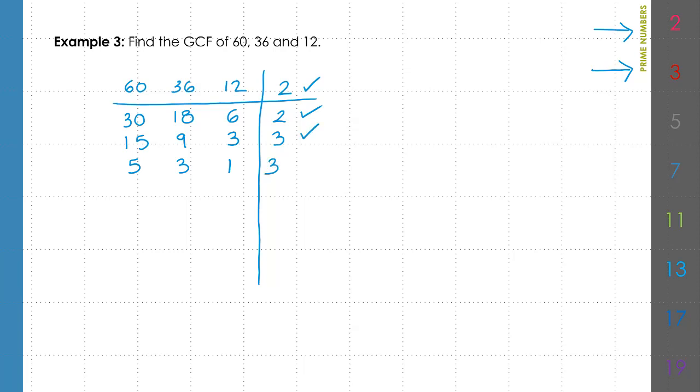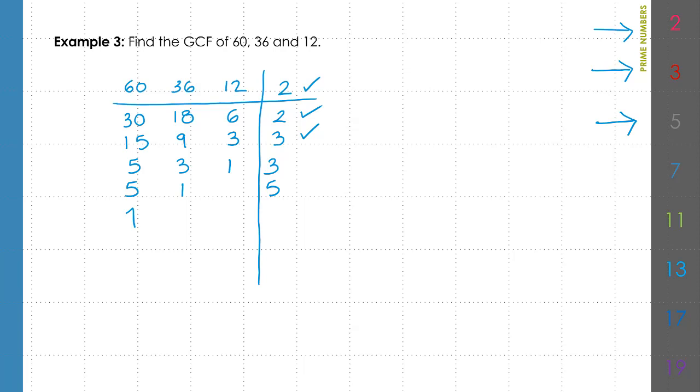Again, we try with 3. 5 is not divisible over 3, so we keep number 5. But 3 over 3 gives us 1. Now 5 is no longer divisible over 3, but the next prime number is number 5. And 5 over 5 is 1.